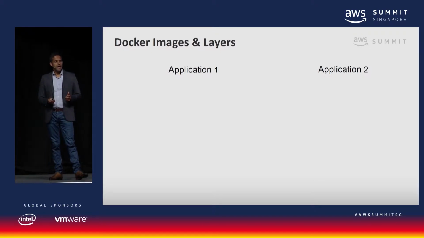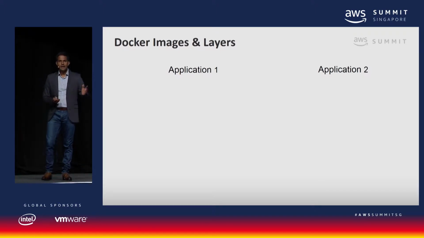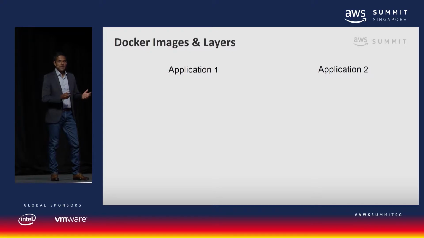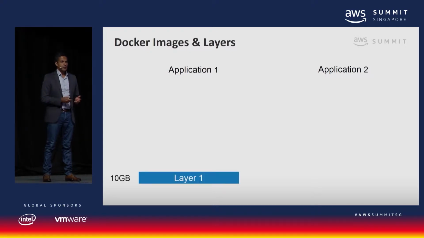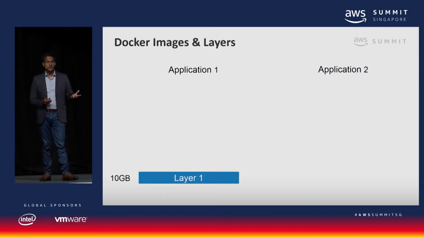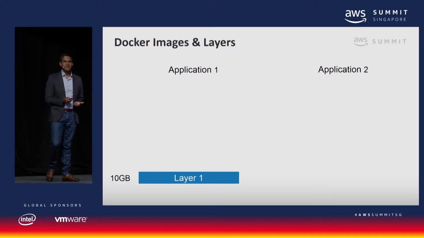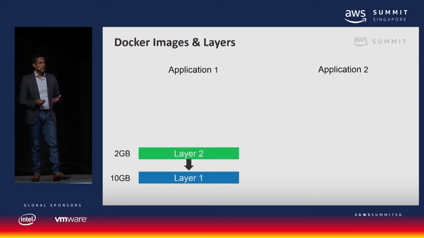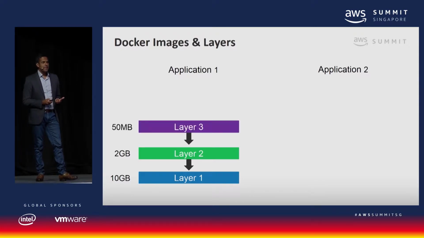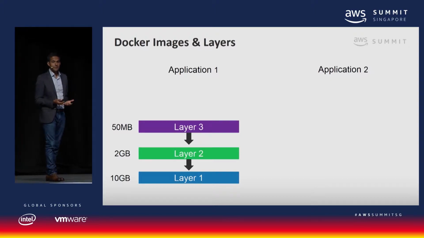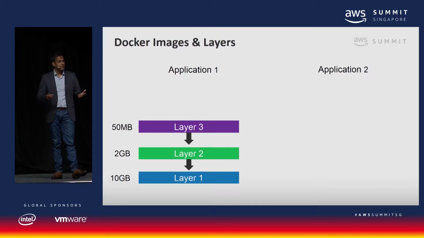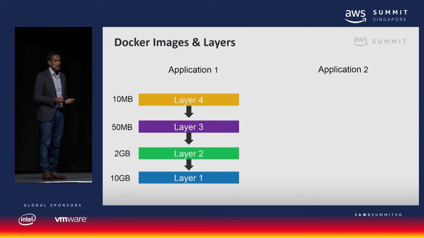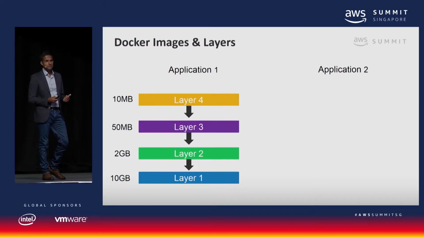In this case, I have two applications, application 1 and application 2. Application 1 may first depend on a base operating system like Windows Server Core, which is about 30 gigabytes. Then you may do some security patching on top of that, which is layer 2. Then you may install another framework on top of that, layer 3, let's say the .NET framework. And then you have application layer 4, where you install the application.